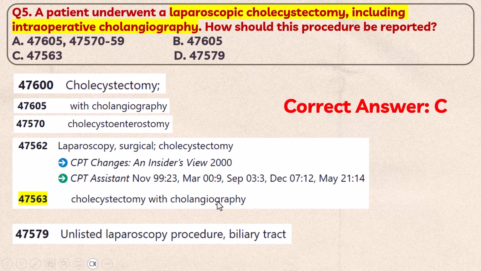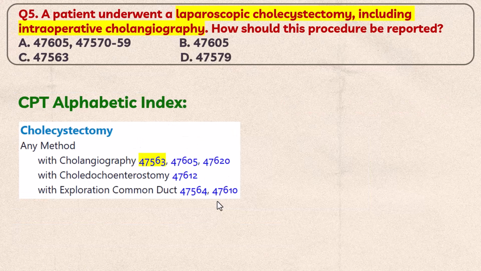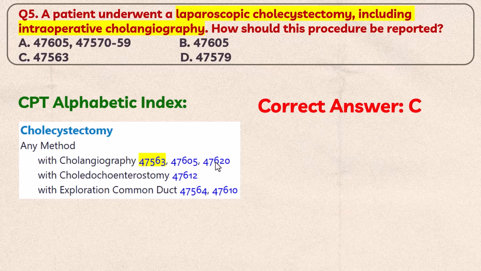If you encounter this case in the real working world, you have to use the CPT alphabetic index. In the CPT alphabetic index, first you have to search for the main term, that is cholecystectomy, then the subterm any method here with cholangiography. So there are 3 codes available. Again, come back to the tabular list and confirm the answer. Once you confirm the answer, the correct answer will be answer C.